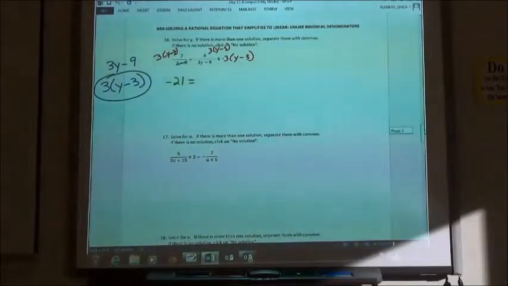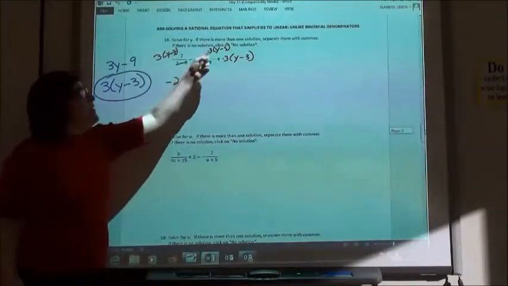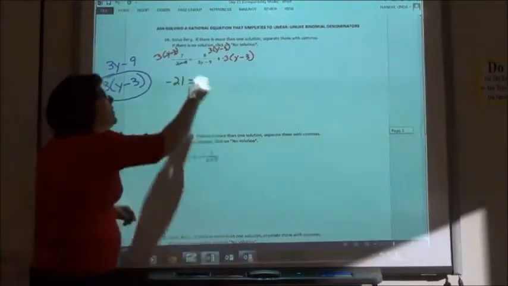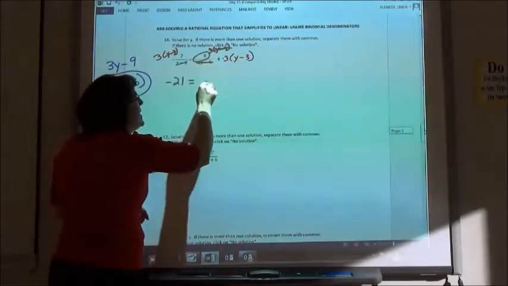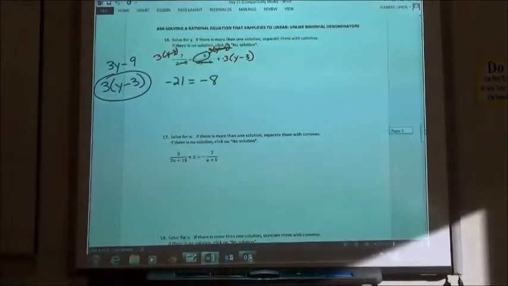On the other part, we have to recognize again that this and this are the same thing, just factored out. So I'm going to be able to cancel that whole thing out, and I'm just going to get the minus 8 that's on top of that fraction.